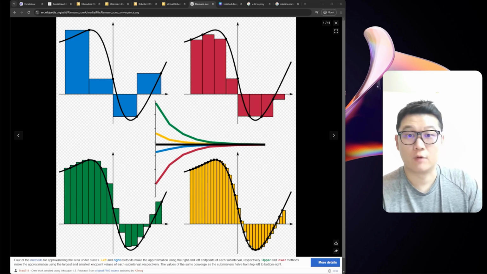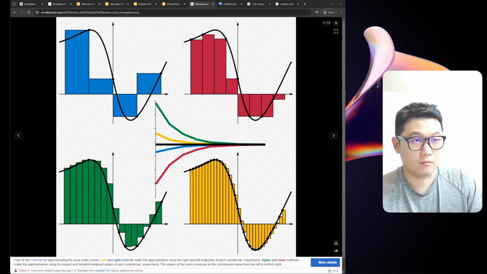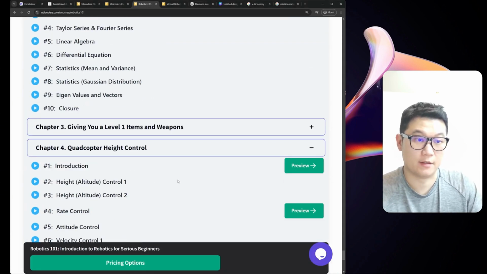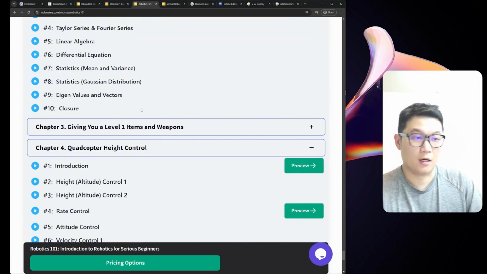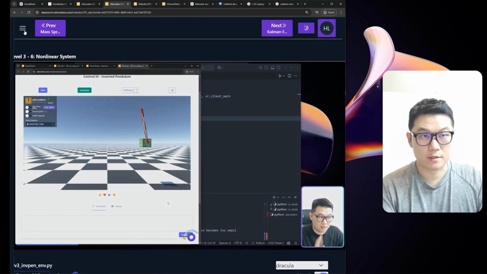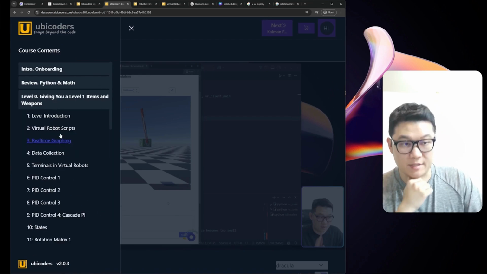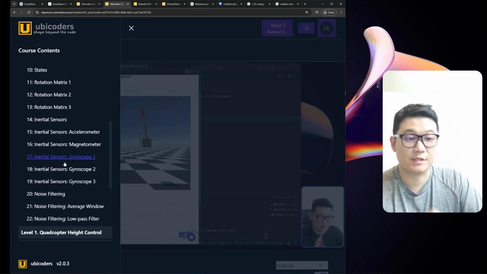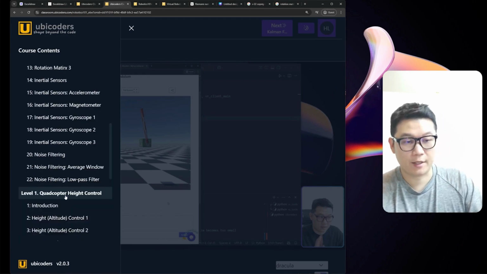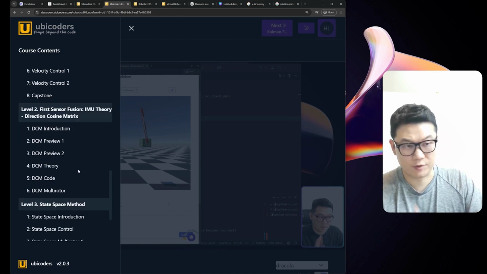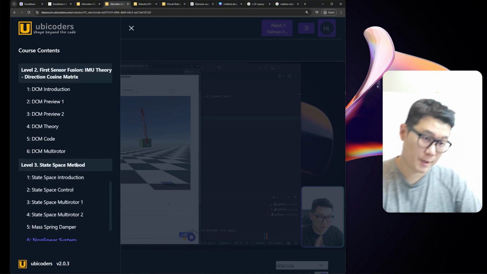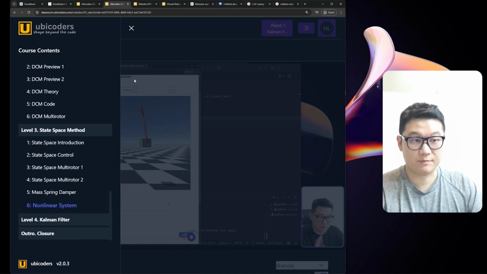So whichever background you come from, I strongly encourage that you look up some common topics in robotics like this, so that you can at least communicate with other engineers if you're working on a robotics project. So I'm currently inside of my course, and there are topics I have listed here. So you will go through the PID and then states and rotation matrix, inertial sensors, noise filtering, and so on. And then basic direction cosine matrix, which is the basic sensor fusion algorithm, and then state space method.